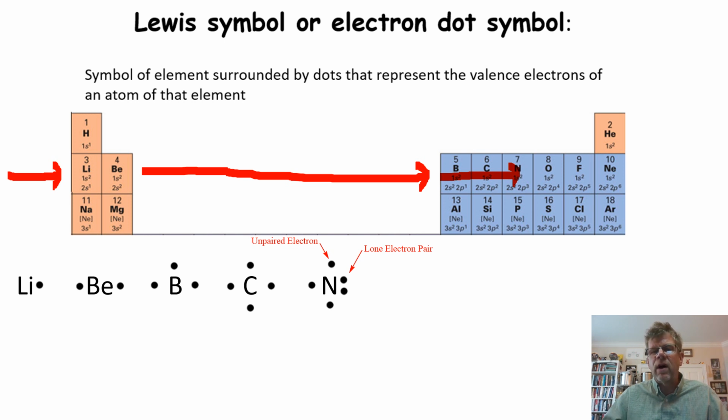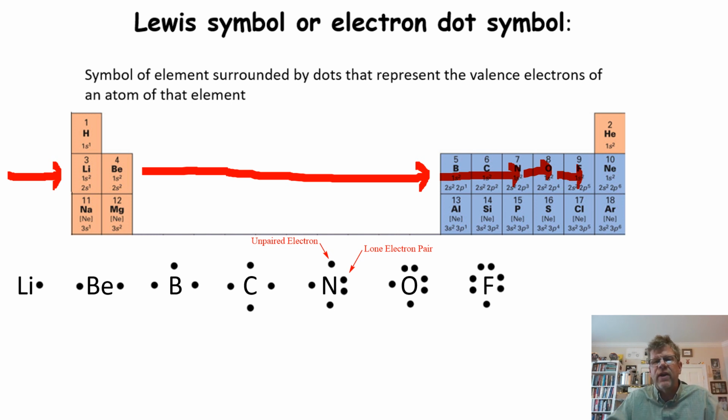All right, moving along, next to oxygen with 6 valence electrons. Again, we would have to double up one of those singles. So now we have 2 unpaired electrons and 2 lone electron pairs. Moving over one more to fluorine, we would just add another electron to have 7 valence electrons. Now we have 3 lone electron pairs and 1 unpaired electron.